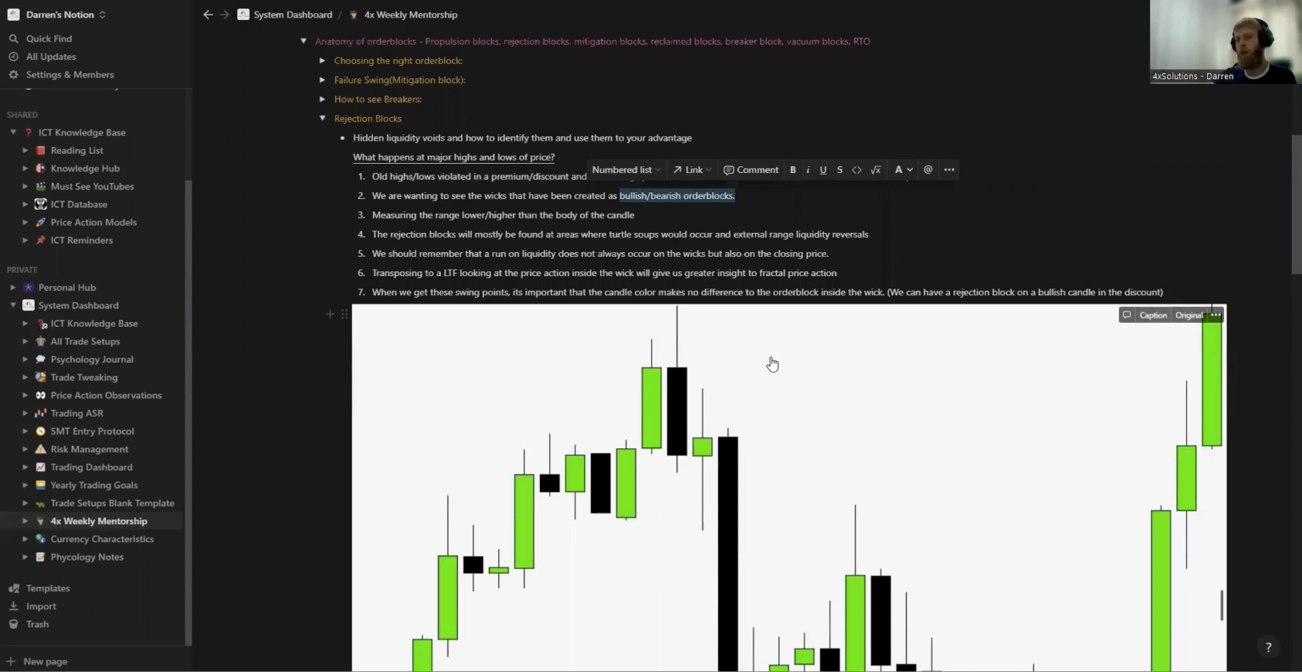Because before the order block, before the candlestick of the order block has been created, they are essentially selling before that order block over here. They're selling in the wicks already, or exiting their trades, if you will. Measuring the range lower and higher than the body of the candle. That's essentially where the order block would generally start, like open and closing price, but with the rejection block, it is beyond that. So in a bullish candle, it's going to be this swing over here, or this swing over here. That's essentially what we're saying.